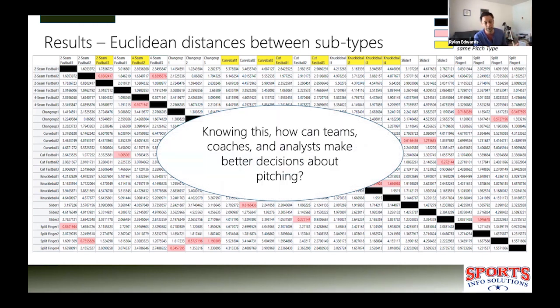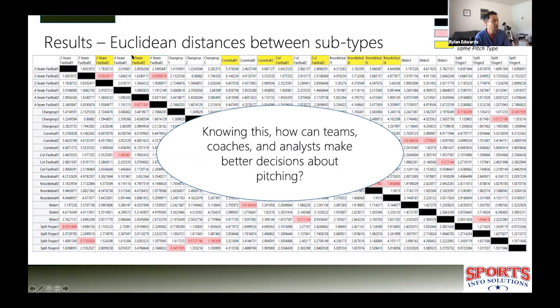So if we know that subtypes, pitch types, are largely an arbitrary and grossly categorical exercise, how can we make better decisions as coaches, as analysts about pitching? And I think one fundamental question is, and what we found is that the vast majority of pitchers throw multiple types of at least one pitch. Most throw multiple types of multiple pitches. And the question becomes, is that on purpose or is that on accident?